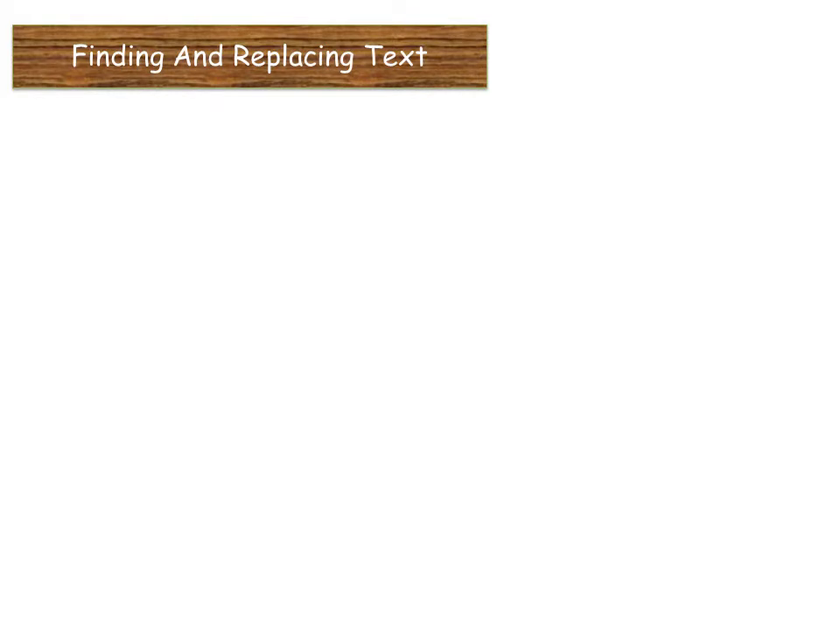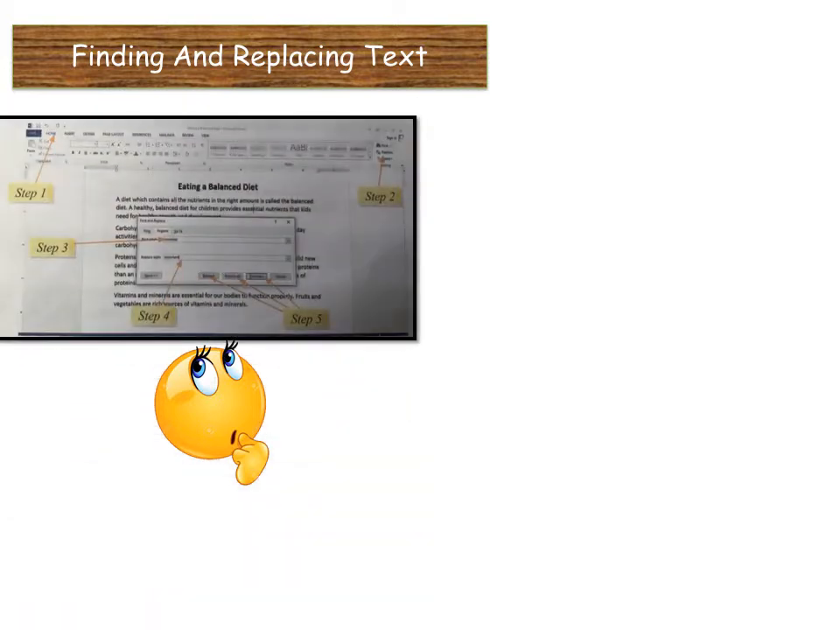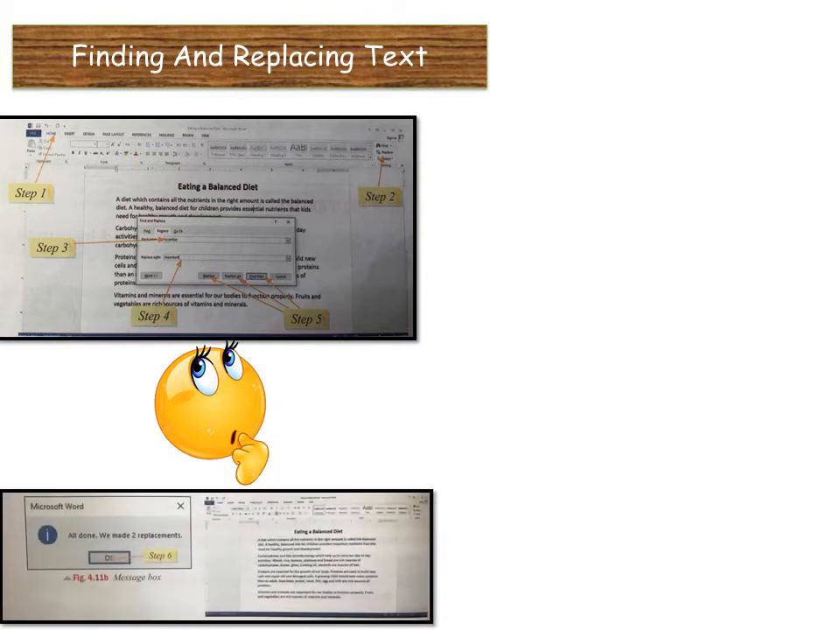Next, finding and replacing text. Besides finding text, we can also replace the occurrence of a given word or phrase with an alternate text. So let's see the steps. Now look at the figure number 4.11a and figure number 4.11b, also the figure number 4.11c.